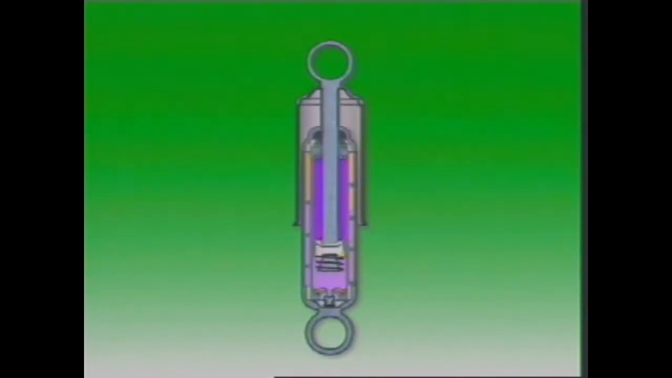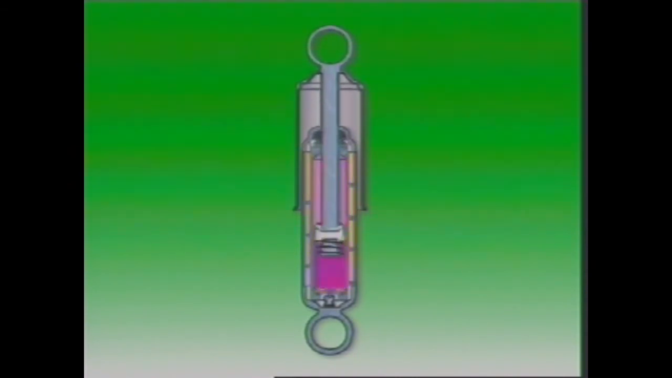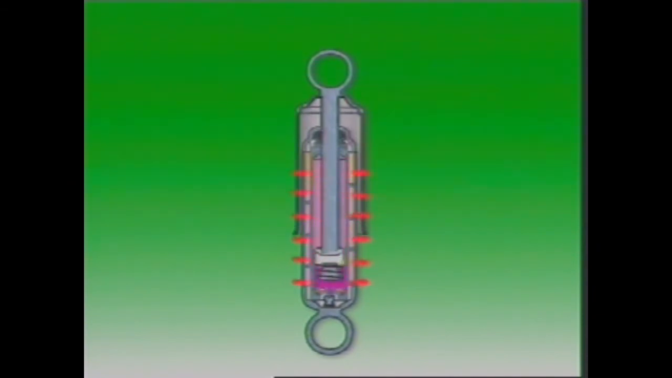The rapid movement of the piston, continually forcing the oil backwards and forwards through the valves, causes it to heat up as it absorbs the energy of motion of the spring and converts it into heat. The heat is transferred through the outer tube to the outside air. However, the hotter the oil becomes, the greater its tendency to aerate.